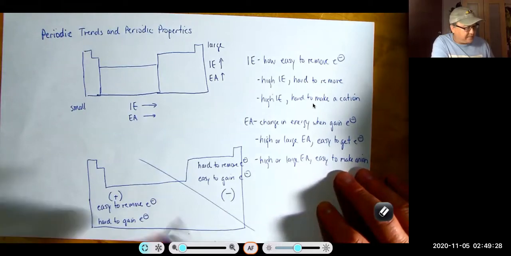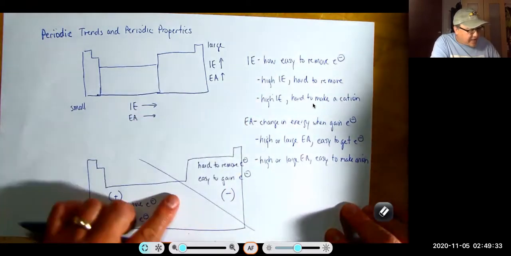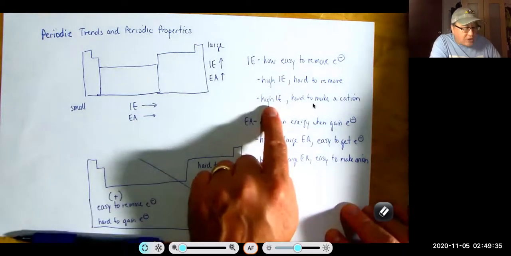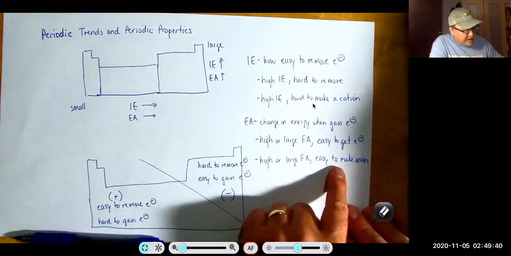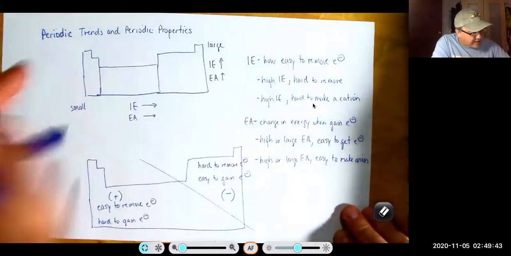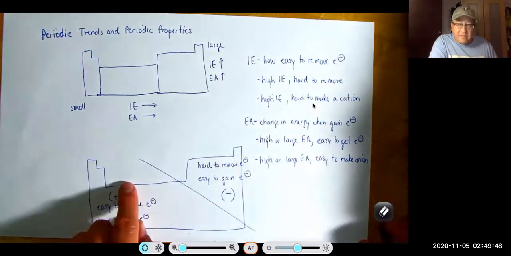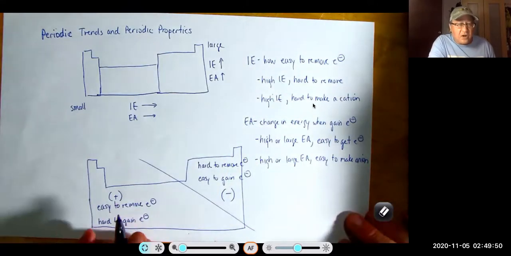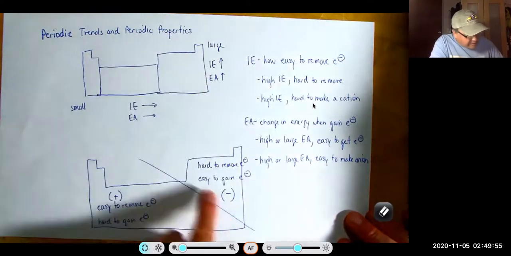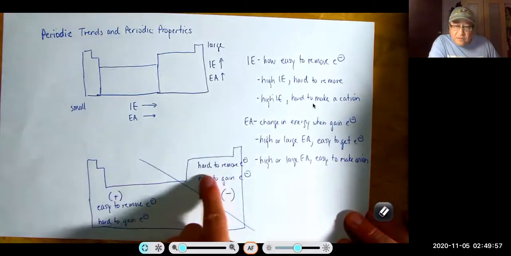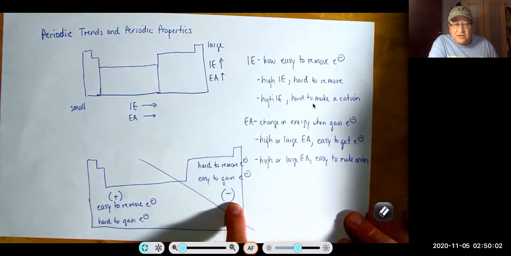So when you put this all together and you look at the last line of each of these: high ionization energy, hard to make a cation; high electron affinity, easy to make an anion. You look at this part of the periodic table in the upper right-hand corner, where you have large ionization energy and large electron affinity. So these guys over here, it's hard to remove an electron, easy to gain one. That means these guys will have a negative charge.